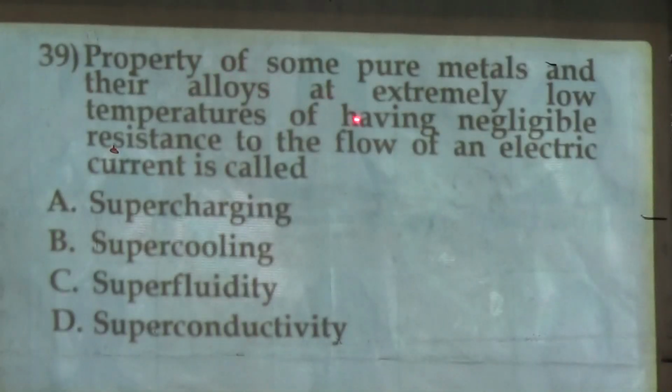39. Properties of some pure metals and their alloys at extremely low temperature of having negligible resistance to the flow of an electric current. Okay? Property of pure metals. Negligible resistance. Anong sagot natin? Yung mahaba. Tama, yung mahaba. Superconductivity.